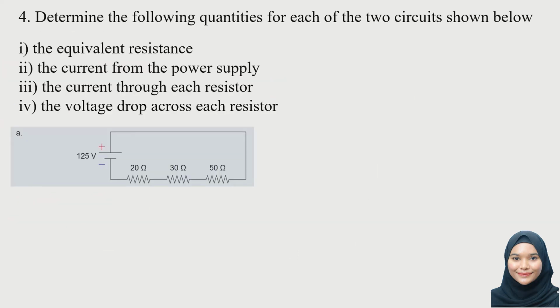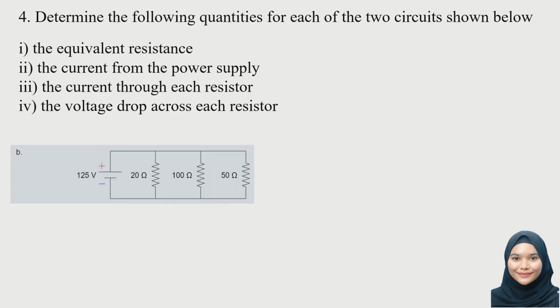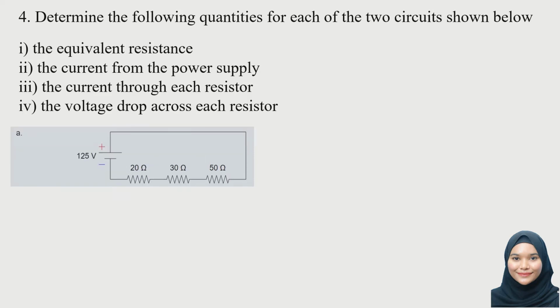Determine the following quantities for each of the two circuits shown below. So the first circuit is this one and the second circuit is this one. Okay, let's look at A first. We need to look for the equivalent resistance, meaning the total resistance, the current from the power supply, meaning the total current, and the current through each resistor.